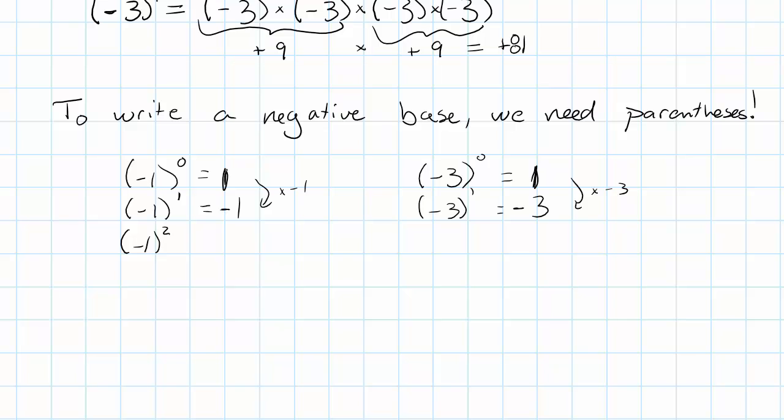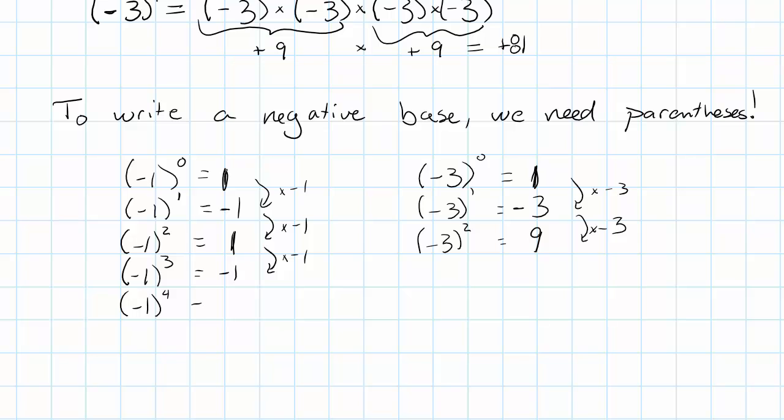Negative 1 to the 2nd power, multiply by negative 1 again. Negative 1 times negative 1 is positive 1. Negative 3 to the 2nd power, multiply by negative 3 again. Negative 3 times negative 3 is positive 9. Let's do a couple more. Negative 1 to the 3rd power, multiply by negative 1 again, that's negative 1. Negative 1 to the 4th power, multiply by negative 1 again, that's positive 1.